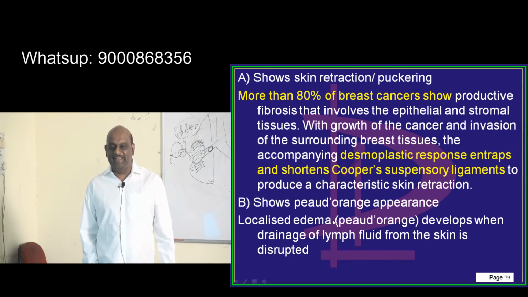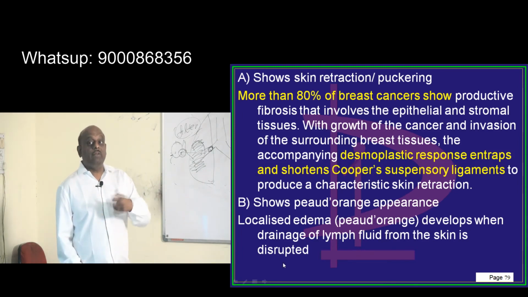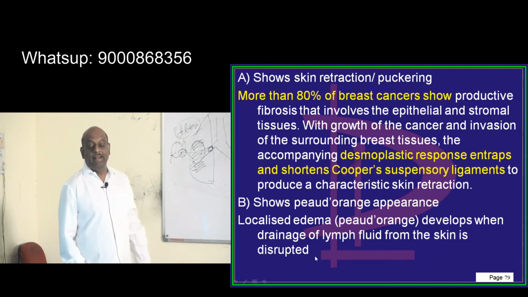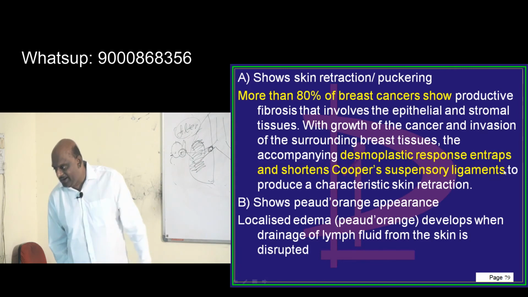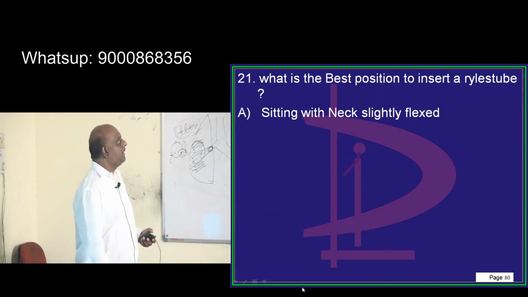English dictionary देखना पड़ता. But peau d'orange is only in inflammatory breast cancers, where there is a lot of localized edema, interruption of the drainage of the lymph node, lymphatic fluid, and that leads to the peau d'orange appearance, is what needs to be remembered.